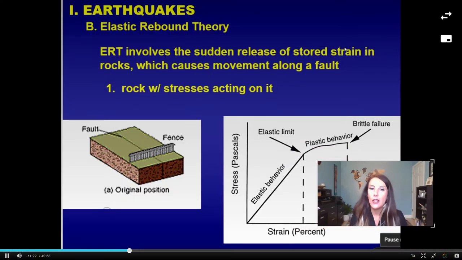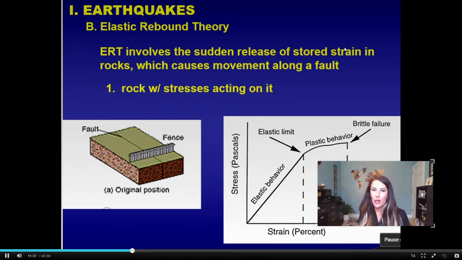So again, relating to the stress and strain diagram, I want to introduce something called the elastic rebound theory, also called the ERT. By definition, the ERT involves the sudden release of stored strain in rocks, which causes movement along a fault. So we'll take a look at this diagram.